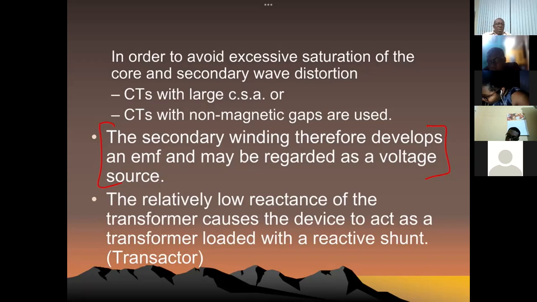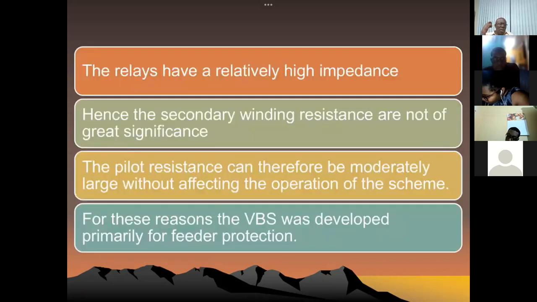All right. The other point we want to make, moving away from the CTs a bit, coming back now to the relays. The relays themselves, for voltage balance schemes, have high impedance, not significant, right?